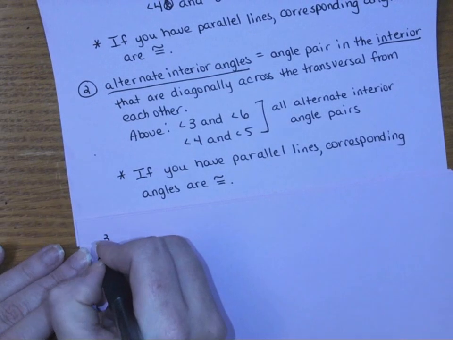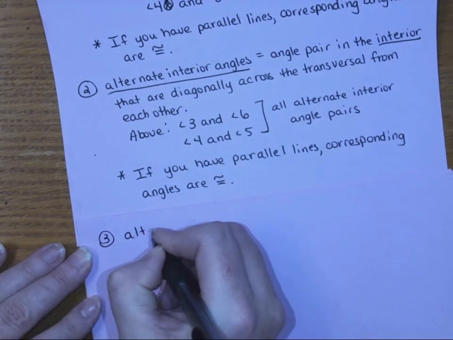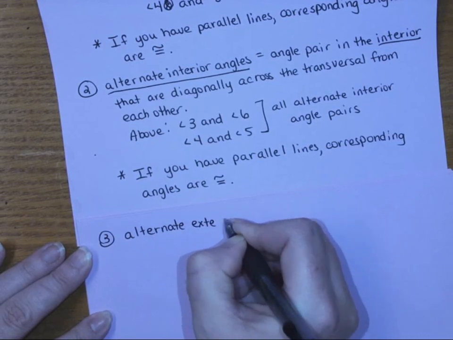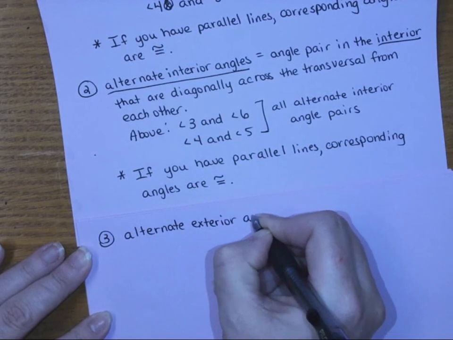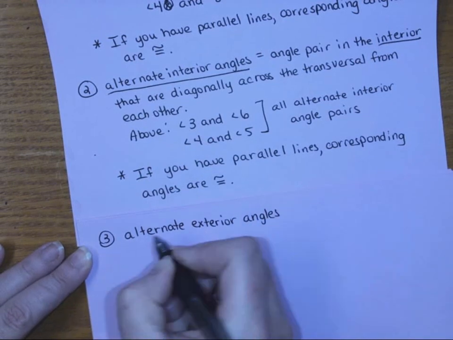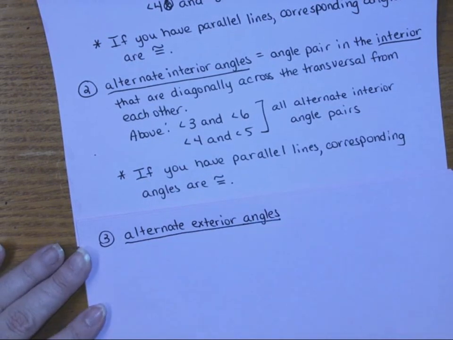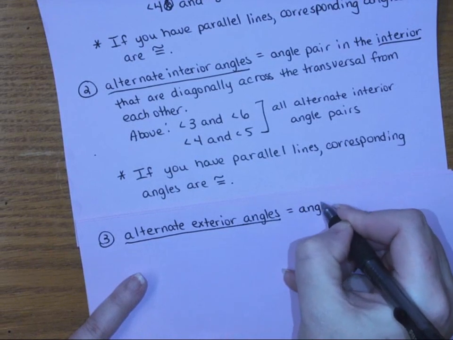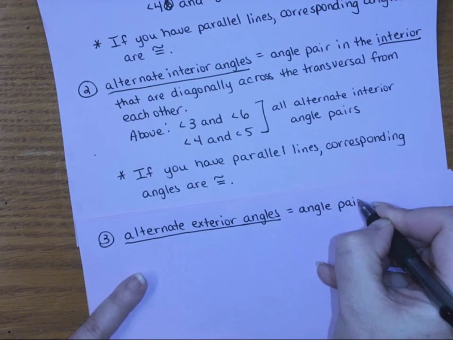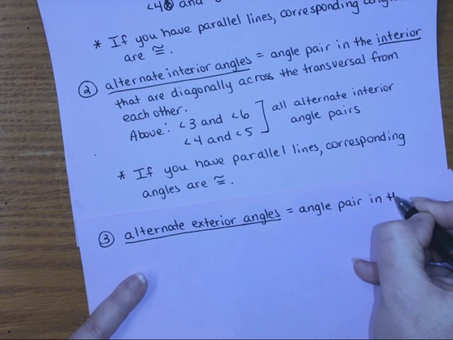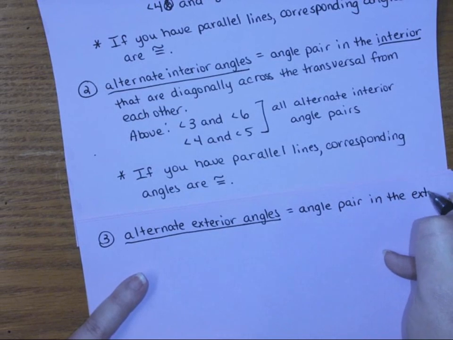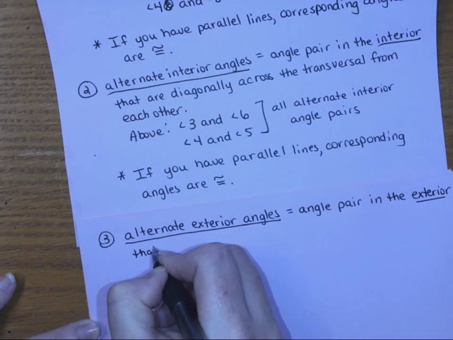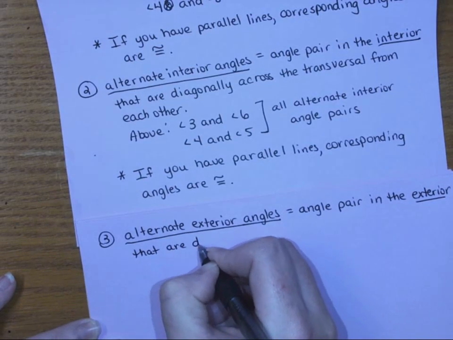The third type of angle pair are alternate exterior. Now, I shouldn't really have to even give you a definition of this. If alternate interior meant that they alternate sides and they are interior angles, then alternate exterior angles are going to still alternate sides, but they're going to be exterior. So, an angle pair in the exterior that are diagonally across the transversal from each other.